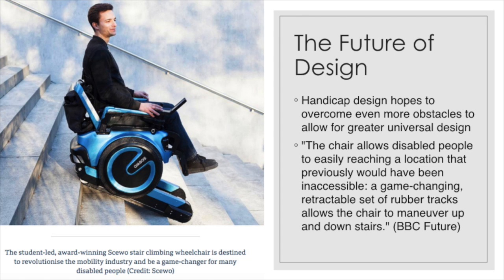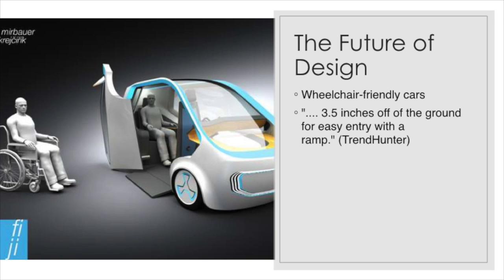So, somewhat recently, this appeared on BBC Future's website, and I think it's pretty cool. It's a wheelchair that actually can go up and down stairs. And just a quote from their website: the chair allows disabled people to easily reach a location that previously would have been inaccessible, a game changing, retractable set of rubber tracks that allows the chair to maneuver up and down stairs. Another future design is wheelchair-friendly cars, which Trend Hunter says would be around 3.5 inches off the ground for easy entry. And that would also be a great innovation, particularly for transportation.